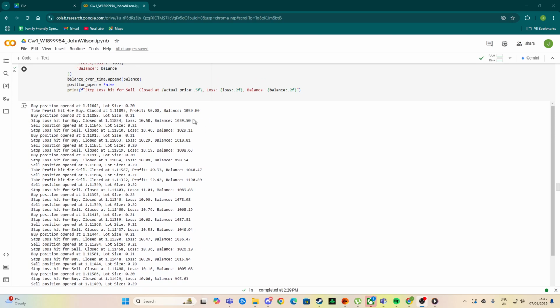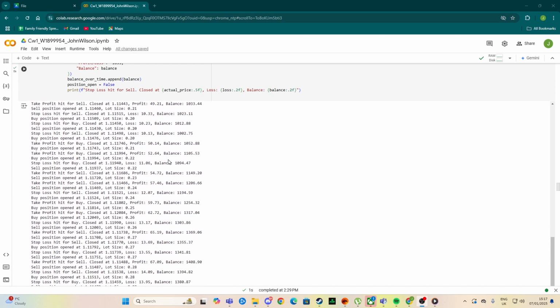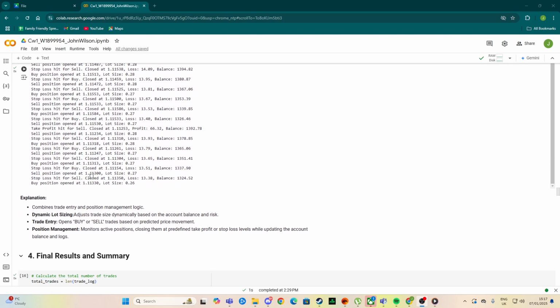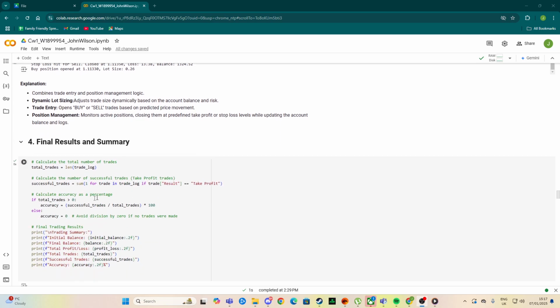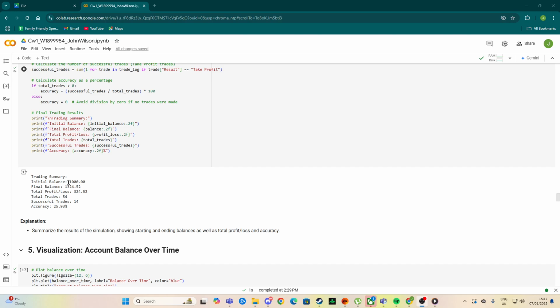You can see the first one won, so if at 25, at 2, so it's 50. Here you can see the final result of 1,324. But we have final results and summary here. So trading summary, initial balance 1,000, final balance was 1,324.52. So we profited 324. Total trades 54, successful trades 14. So it had an accuracy of around 25.93%.